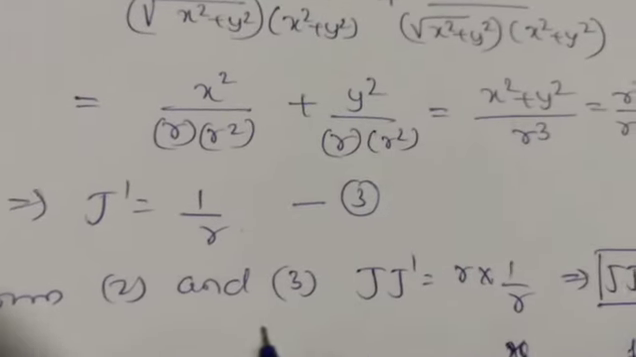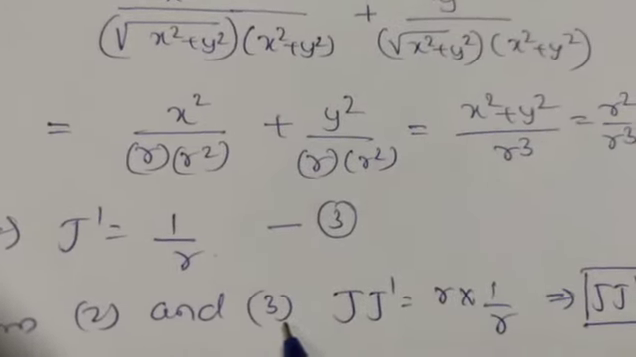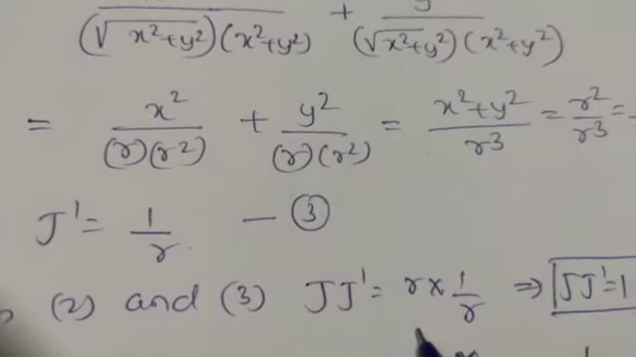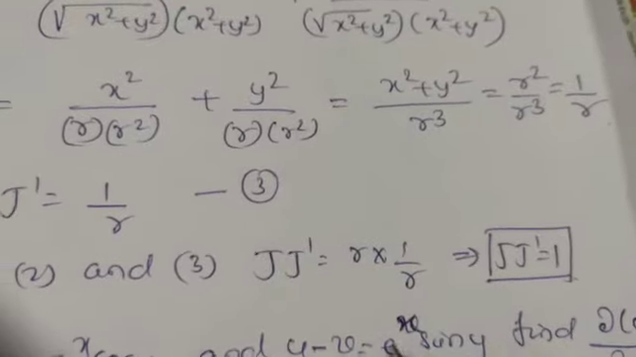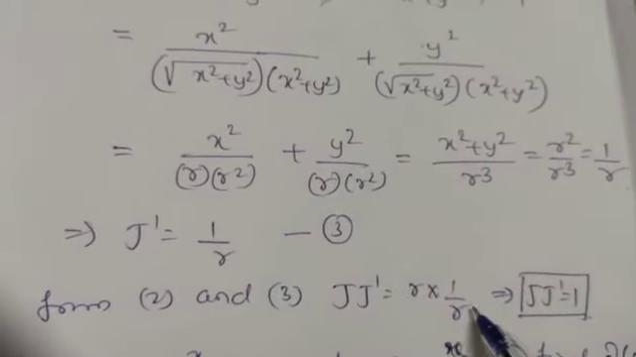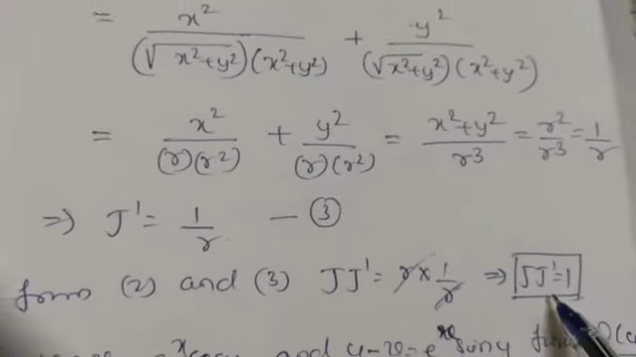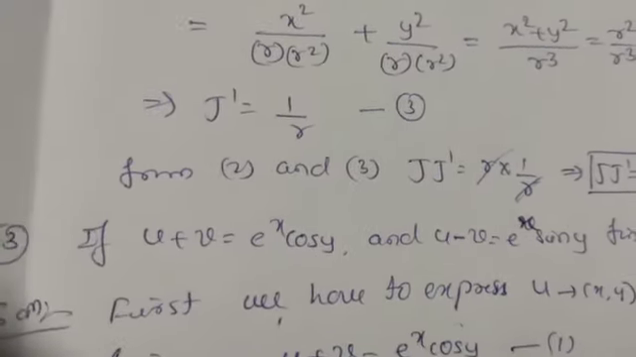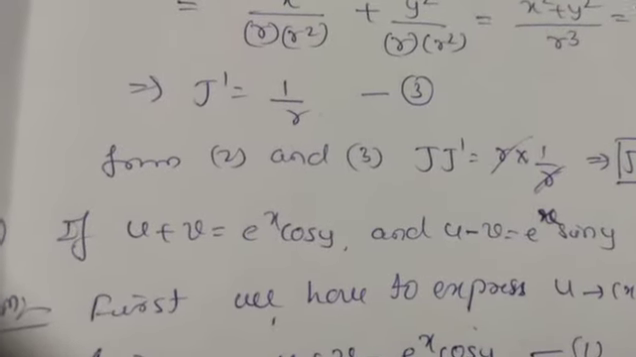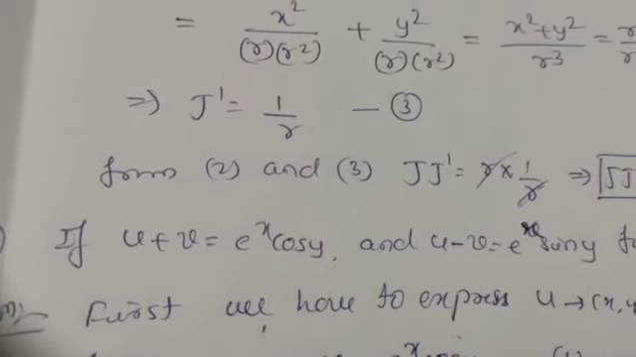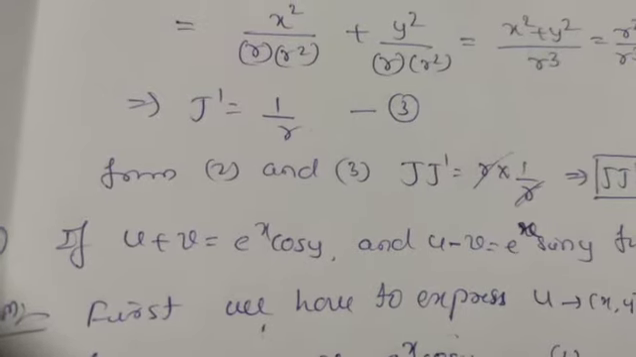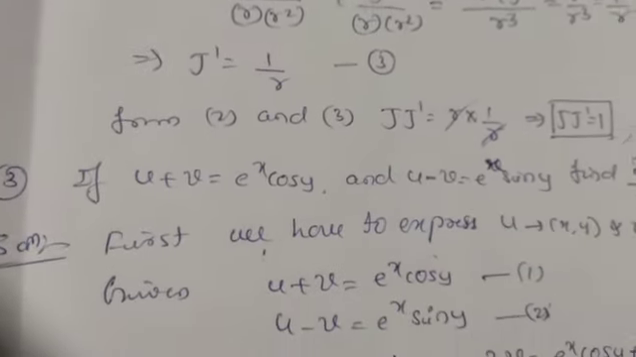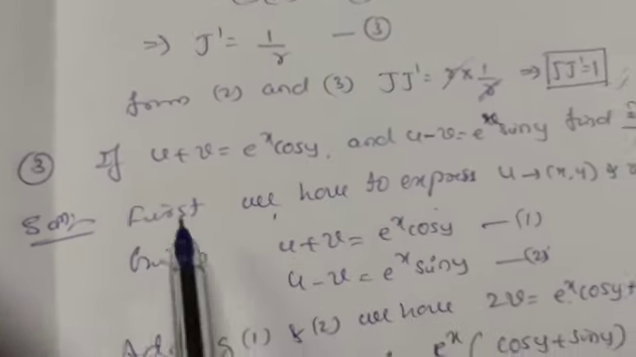And from equations 2 and 3, we know J is r and J' is 1/r. Multiplying these two, r and r cancel. So J into J' is equal to 1. This is the inverse property of the Jacobian. So in all the problems, while finding the inverse, after multiplying J and J' you will definitely get 1. Let us take one more example.